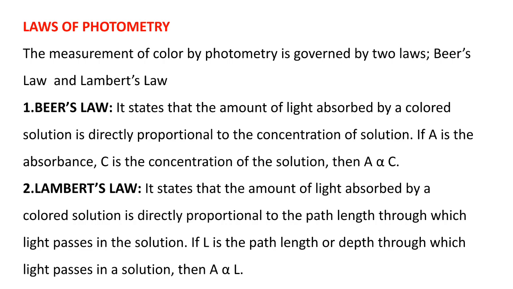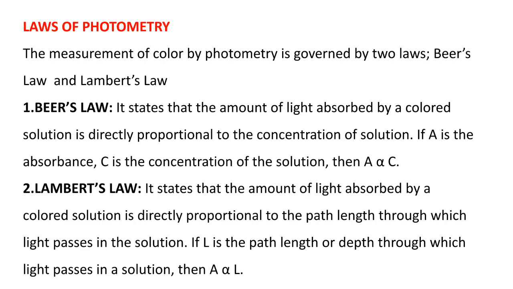When they ask the principle of colorimetry or spectrophotometry or any spectrophotometry techniques, usually these techniques are based on two major principles, that are Beer's law and Lambert's law. So the measurement of color by photometry is governed by two laws, that is Beer's law and Lambert's law. Beer's law states that the amount of light absorbed by a color solution is directly proportional to the concentration of the solution.